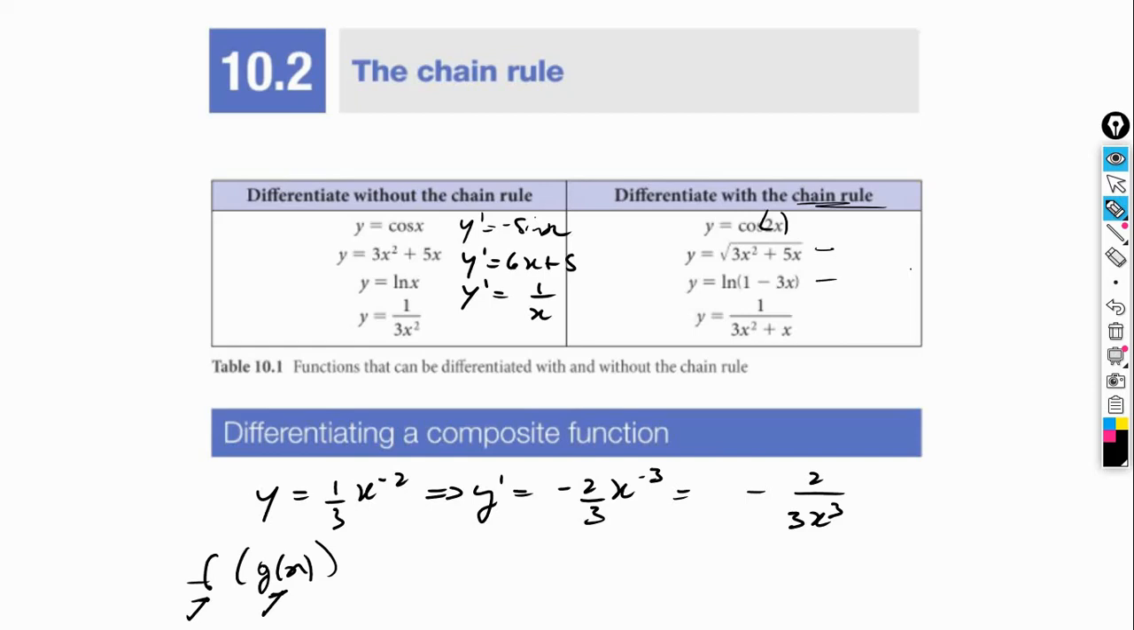For this other example, we know that the external function would be natural logarithm of x, and then the internal function would be 1 minus 3x. And finally, the outside function of this here is simply 1 over x, the reciprocal, or x to the minus 1. And then the inside function, g of x, would be 3x squared plus x.